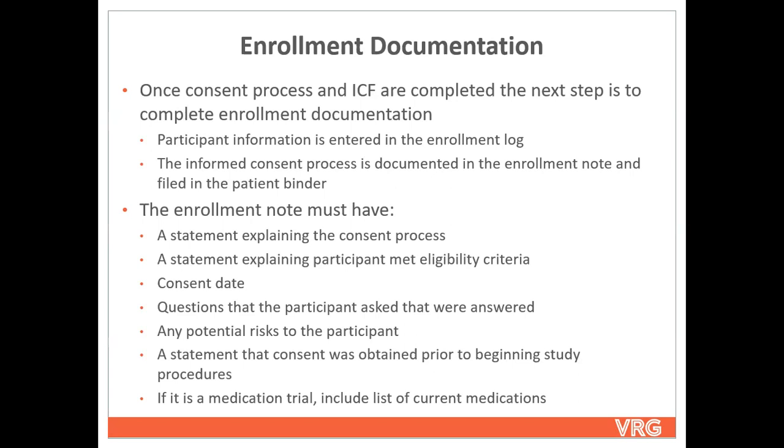The enrollment note would be a note that has a statement that explains the consent process and how it was obtained, for example, did you read it out to the participant, what questions were asked, how did the patient meet eligibility criteria, the consent date, and any potential risks to the participant. Then there's typically a statement that consent was obtained prior to beginning any study procedures, or if there's a medication trial, sometimes there's a list of current medications.